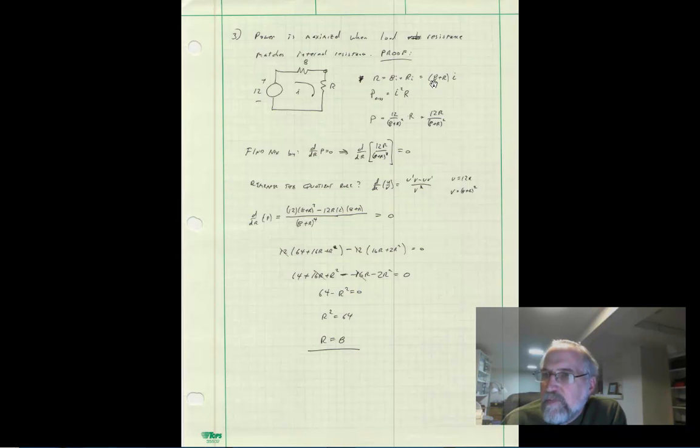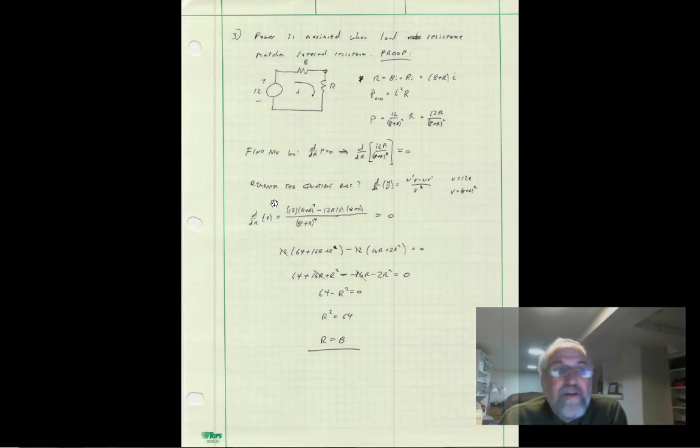I solved this top equation for I, which is 12 divided by 8 plus R, and I substitute that in. So combining this equation and this equation, we get P, the power, is equal to 12R over the quantity 8 plus R squared. We find the maximum P by taking the derivative with respect to the variable, in this case R, the resistance, and setting it equal to 0. So d/dR of 12R over (8 plus R) squared equals 0.